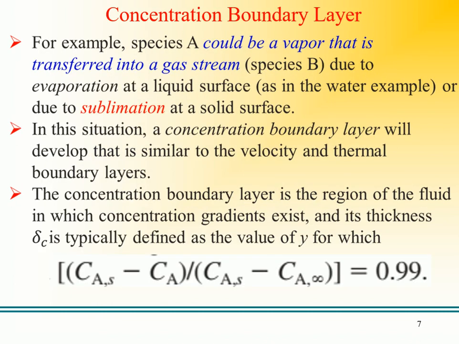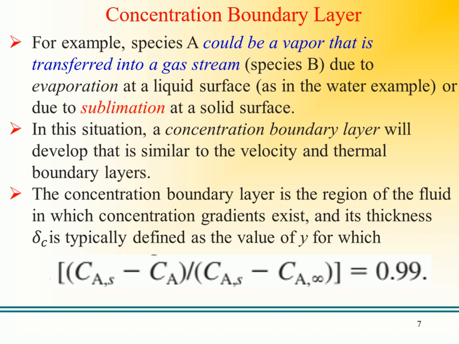For example, species A could be a vapor that is transferred into a gas stream, species B, due to evaporation at a liquid surface, as in the water example I have given you, or due to sublimation at a solid surface. It may be sublimation, for example, when passing over camphor, ammonium chloride or iodine. Then water vapors or any gas passing over it means the species sublimates from the surface and goes into the gas. In this situation, a concentration boundary layer will develop that is similar to the velocity and thermal boundary layer.